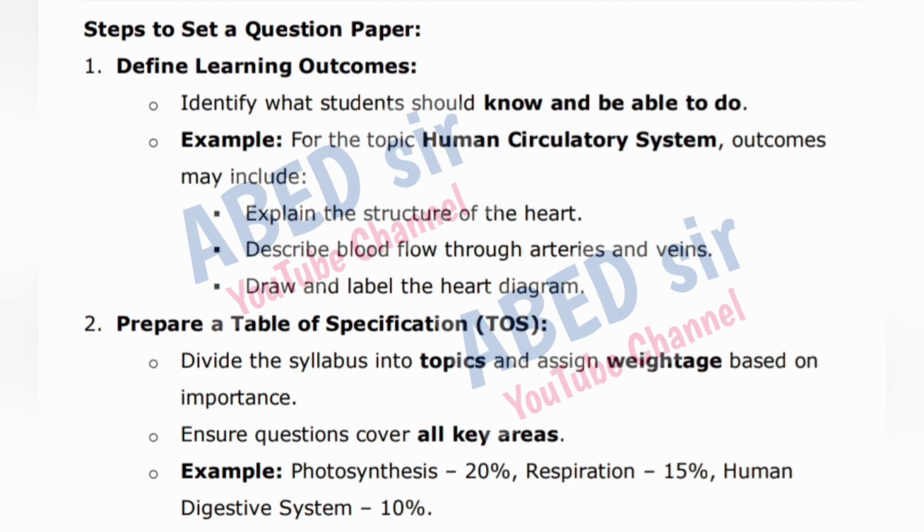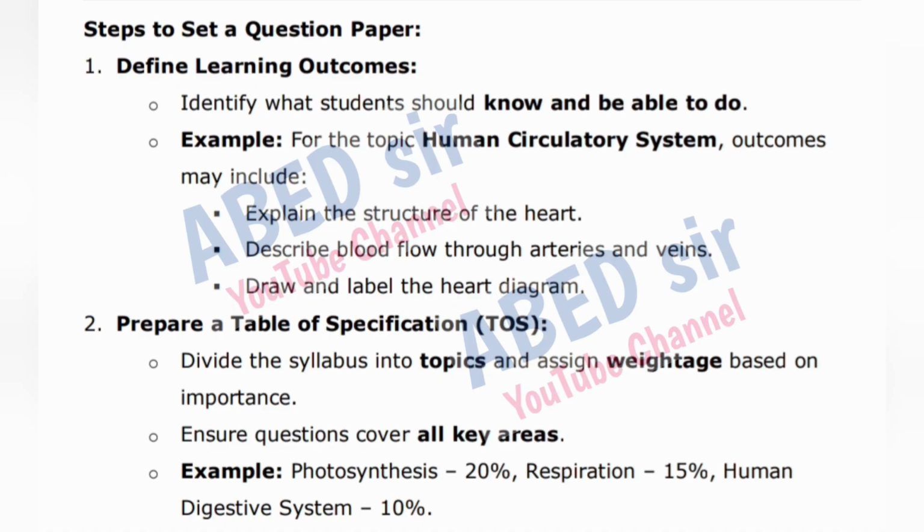Steps to set a question paper. 1. Define learning outcomes. Identify what students should know and be able to do. Example, for the topic Human Circulatory System, outcomes may include: explain the structure of the heart. Describe blood flow through arteries and veins. Draw and label the heart diagram.